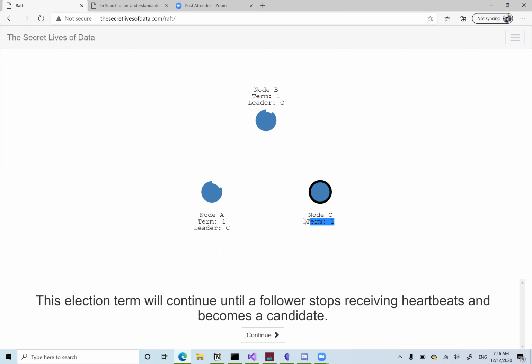So the leader will keep on sending heartbeat messages. Those heartbeat messages either would have append entries if the client has sent any request, or they could have no new message, but then the followers will be responding back, right? So this will keep on happening until a follower stops receiving heartbeats and becomes a candidate. As soon as any of the followers does not receive this message, it will become a candidate because it will think that there is no other leader in the system.